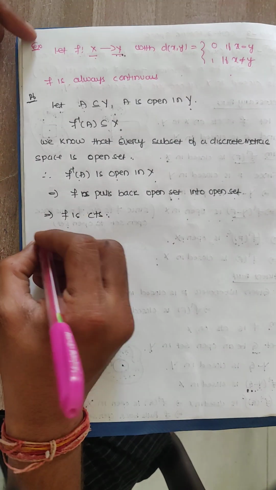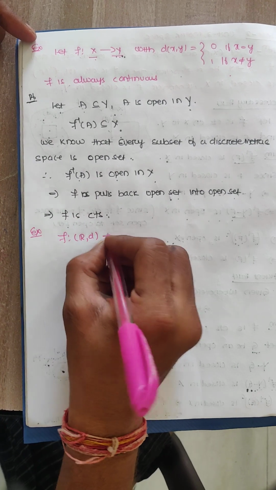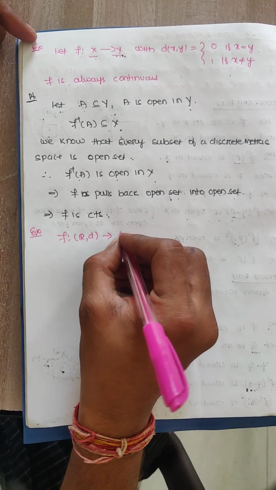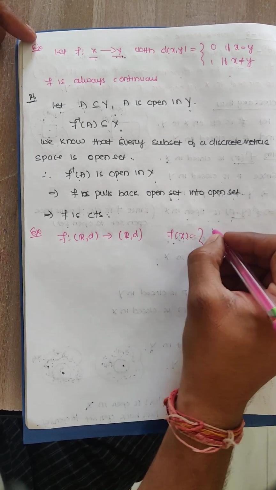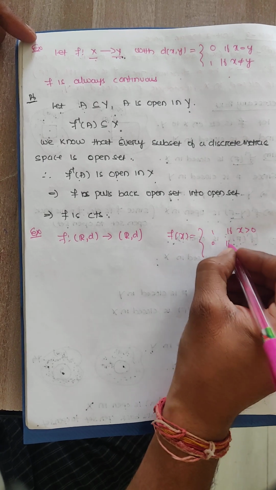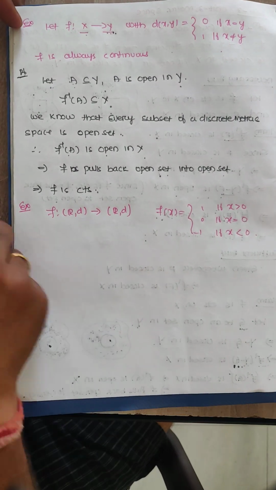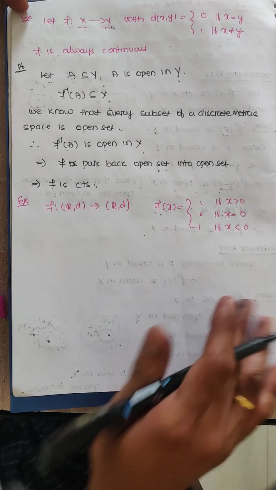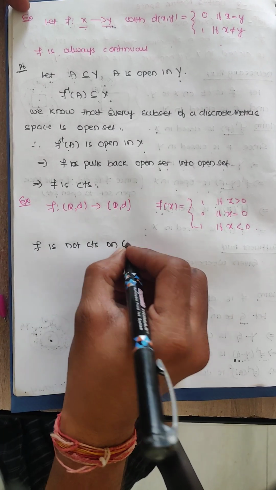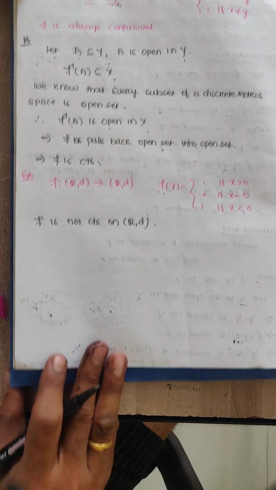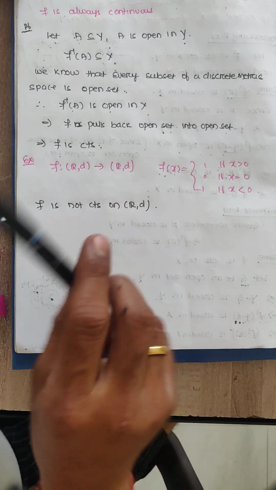Now next example. This criteria is also used for showing the non-continuity, or discontinuity. f(x) is equal to 1 if x is positive, 0 if x is equal to 0, minus 1 if x is negative. This is called a signum function. Need to show that f is nowhere continuous, so that f is not continuous on R, comma D. So it is sufficient to show that it cannot pull back open set to open set.